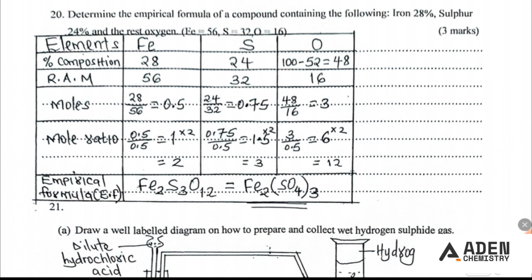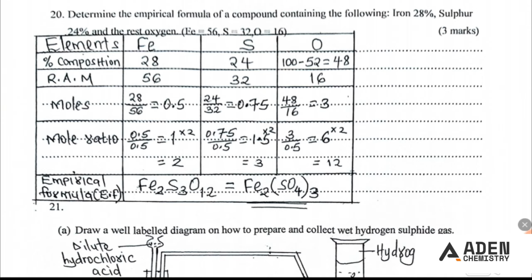So when we check our answer for question number 20, we have our elements, iron, sulfur, and oxygen in symbol form. Then we have the percentage composition, or our mass in percentage. We have 28%, 24%, and also this 48%. We know how we have gotten that 48. Then the Rm is 56, 32, and 16. They have given us those in the bracket. Then we proceed to moles. Moles is obtained by mass divided by Rm, or molar mass. We are going to get 0.5 in iron, 0.75 in sulfur, and 3 in oxygen.